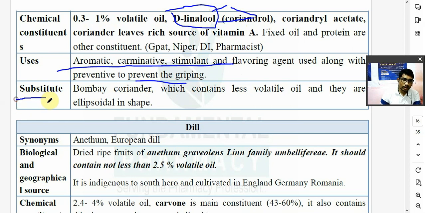The substitute here is called Bombay coriander, which contains less volatile oil. They are ellipsoidal in shape. Its shape is different and its size is also bigger, Bombay coriander.